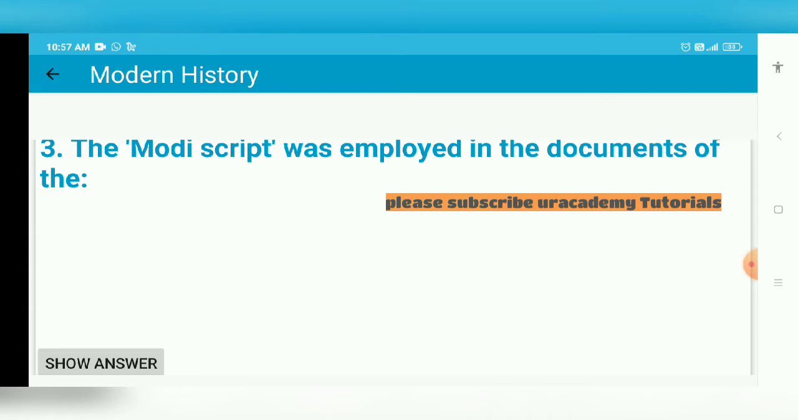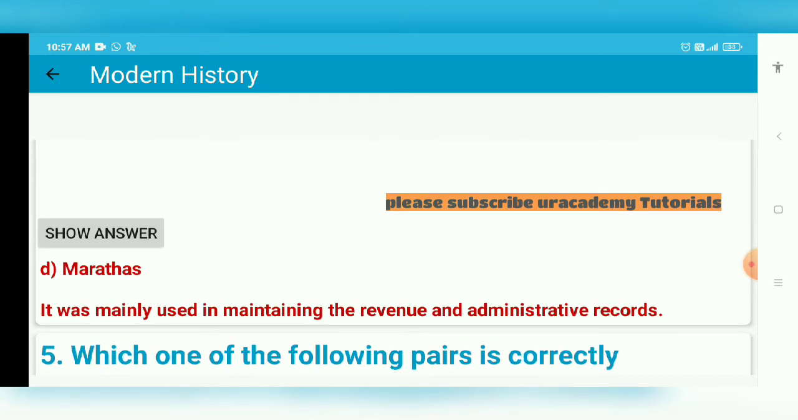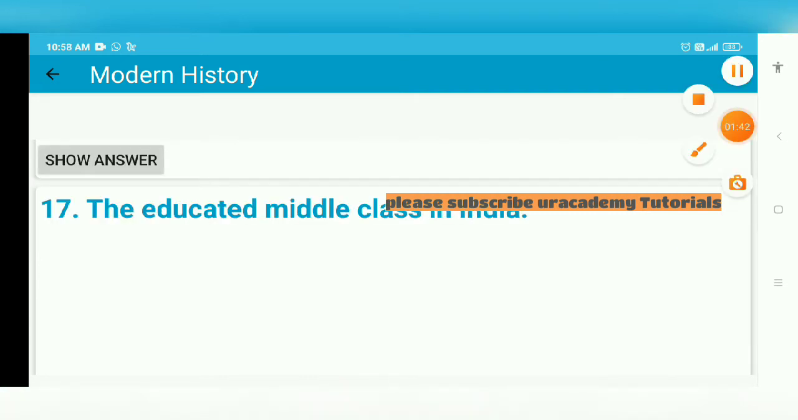Modi script. Script simply means a writing technique. It was in the Maratha territory. In order to maintain the revenue records, this script, the Modi script, was used. Today we have Modi as the Prime Minister of India. Now, the Modi script was used in the Maratha to collect revenue and administrative records.